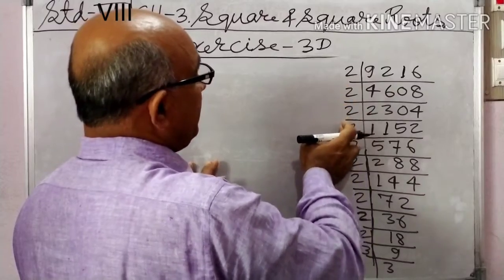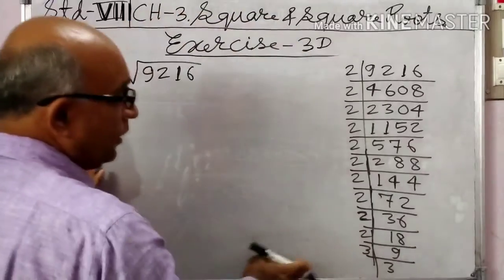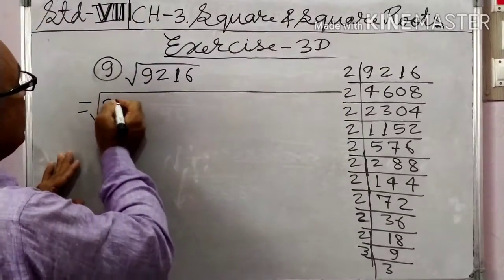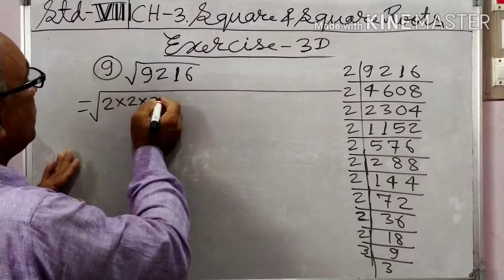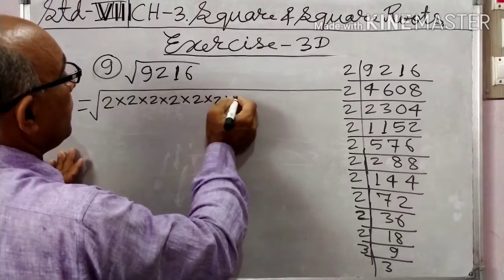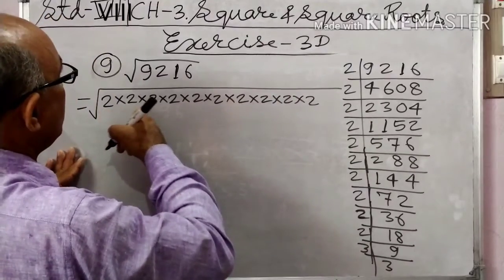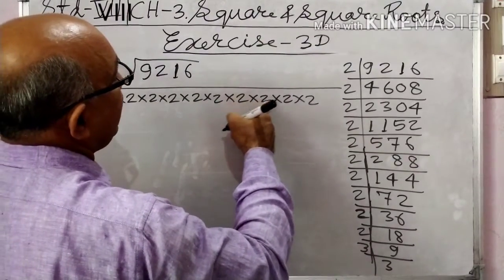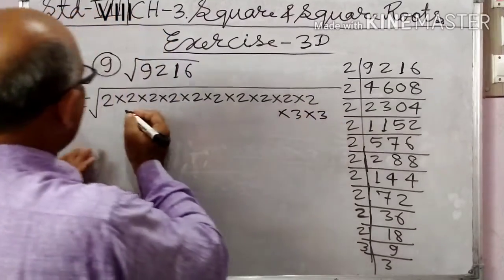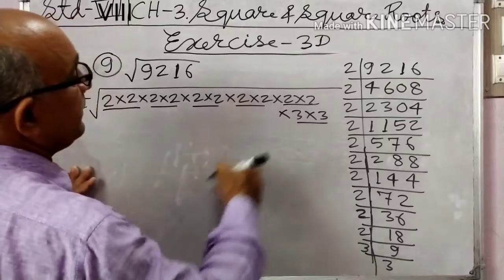So 1 2 3 4 5 6 7 8 9 10, ten 2s and two 3s. So equal to 2 into 2, 2 into 2, 2 into 2, 2 into 2, 2 into 2, 1 2 3 4 5 6 7 8 9 10, and last 3 into 3. Make a pair: 2 into 2, 2 into 2, 2 into 2, 2 into 2, 2 into 2, last 3 into 3.